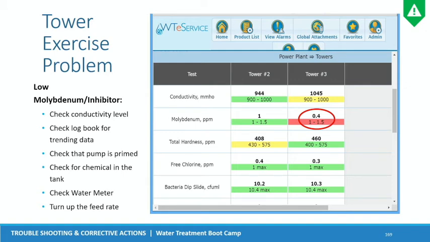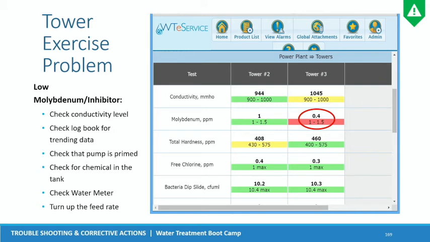So you see your conductivities are for the most part pretty good. Tower 2, it's in range. Tower 3, it's a little high. Your hardnesses are good in the system. Your chlorine looks fine. Your bacteria counts are fine. So does anyone have an idea what they think would be the corrective action for fixing this low molybdenum reading in tower number 3?